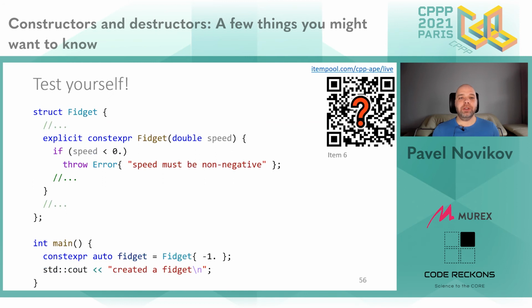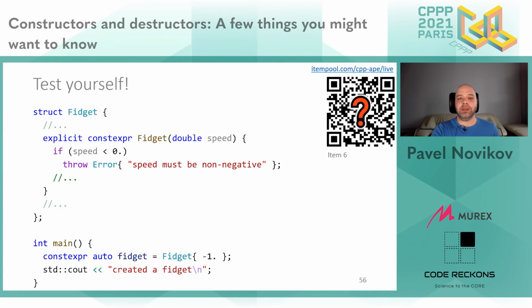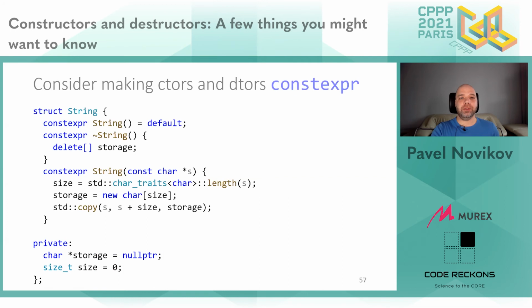So the question to the audience: if we have a constexpr constructor that has this code that throws an exception if the speed is less than 0, what will happen when we try to compile, build and run this program? Let's see the answers. I will reveal the answers. On average, a third answered correctly. Let's get back to the slides and see what happens. And yeah, oops.